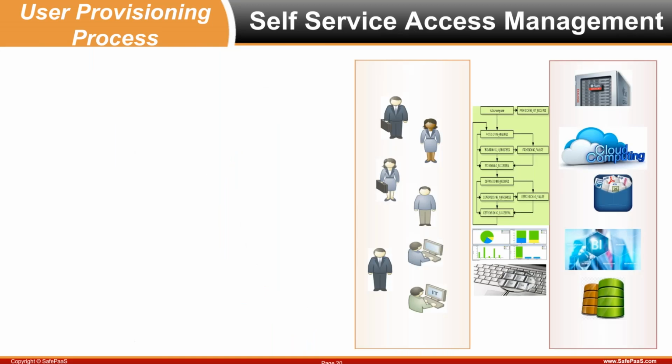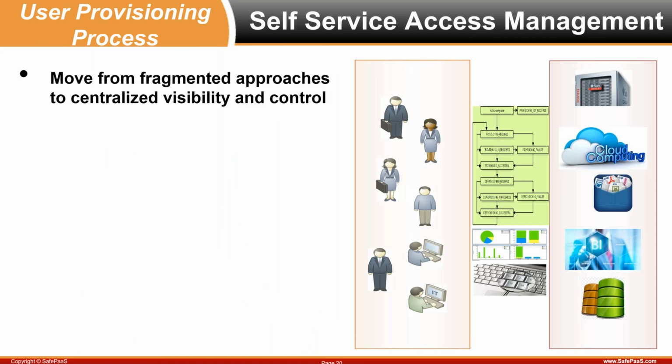So when we start looking at self-service access management, as I described, it's a product that we provide called iAccess that helps you put structure around the process. So you're moving from a fragmented approach to centralized visibility and control. So you're going from, in some cases, manual to an automated solution that provides that structure around the process.